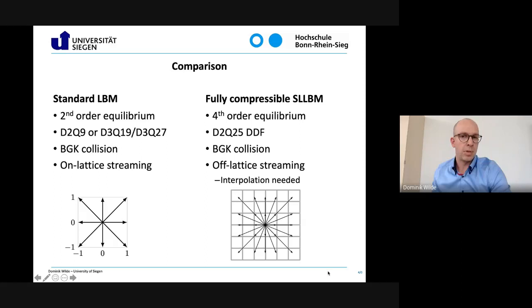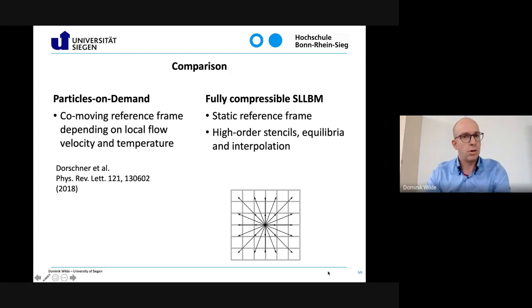In the first approach, we use a D2Q25 distribution function velocity set in order to capture polyatomic flows. But we rely basically on the BGK collision model, and we use off-lattice streaming. This is why it's called a semi-Lagrangian method, and we use an interpolation therefore. Compared to the particles on demand method, which we heard several times during this week, we are operating in a static reference frame, just doing one step back.